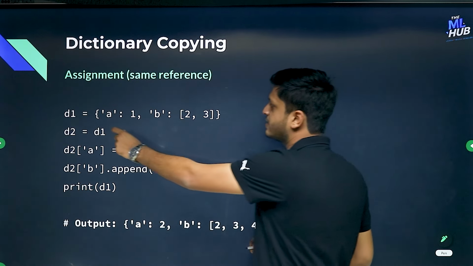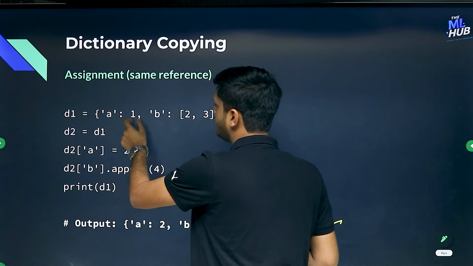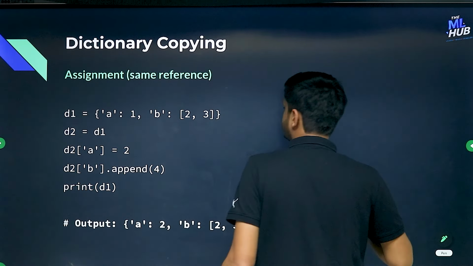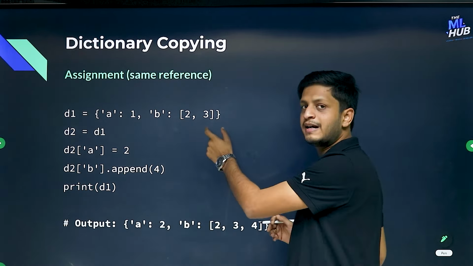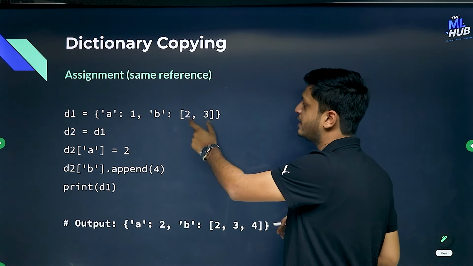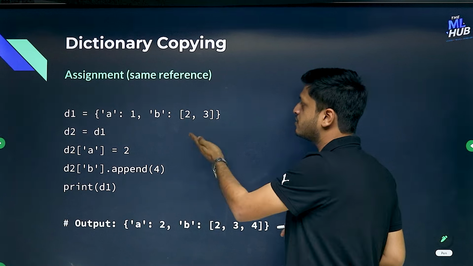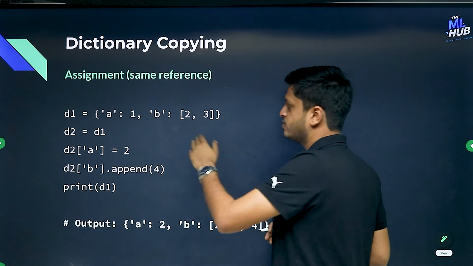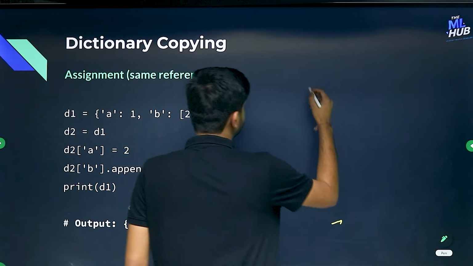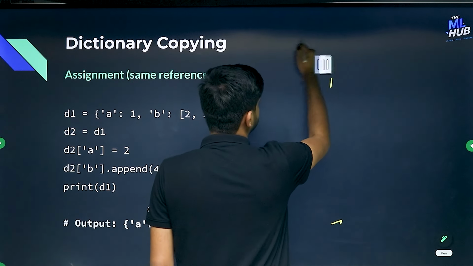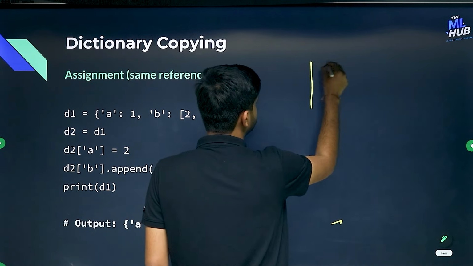So here we have created a dictionary D1 with key A and value 1, and key B and value 2, 3. So values are again stored in some other place. If a value contains an iterable, which means a collection like a list or a tuple or another dictionary, then all these collections will be stored at some other memory address. So how will the memory be managed here? Let's say this is the place where the dictionary is stored.